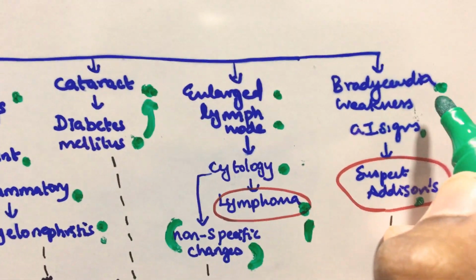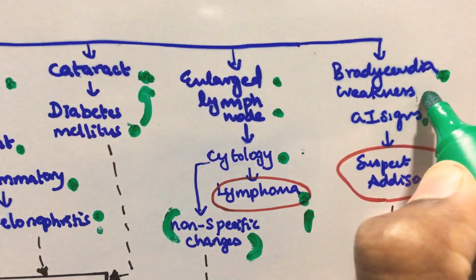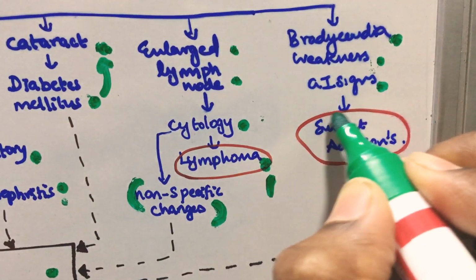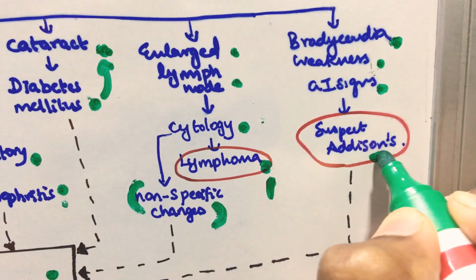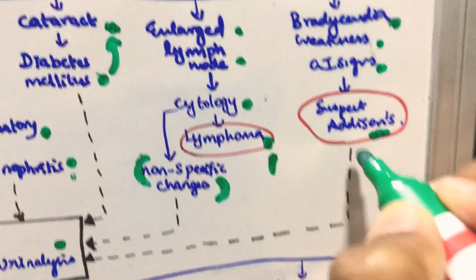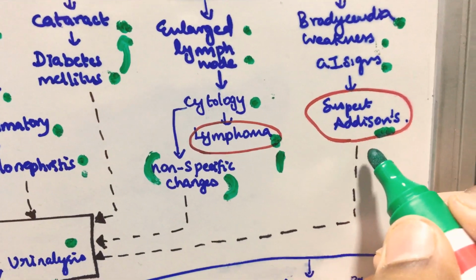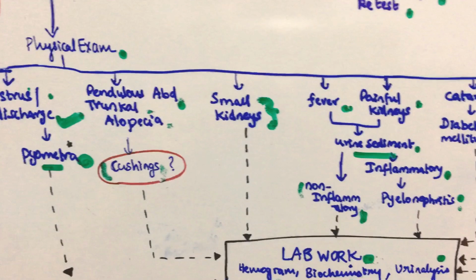Similarly, if your patient has bradycardia, generalized weakness, GI signs, always suspect Addison disease, and also your patient should be old. Okay. And if it is Addison's disease, again you will do ACTH stimulation test to confirm. Okay, I have explained everything.